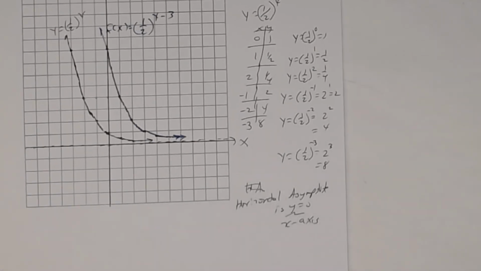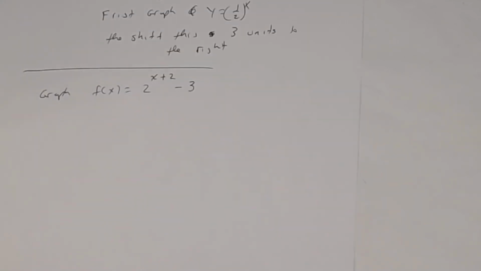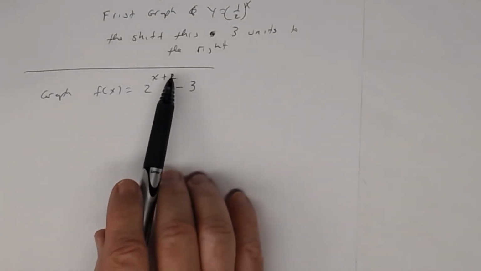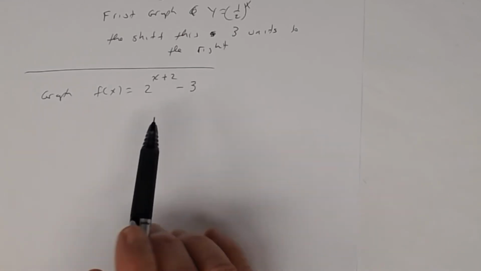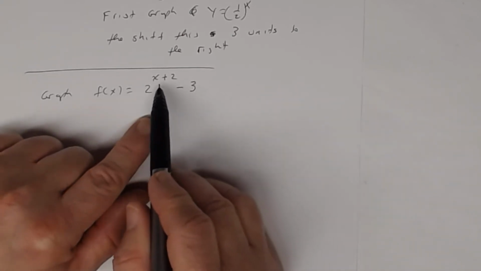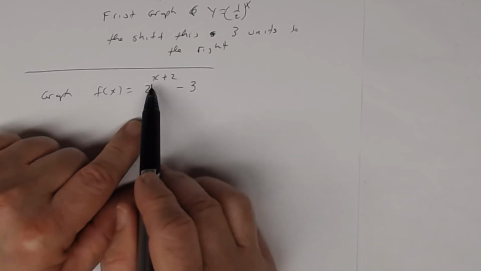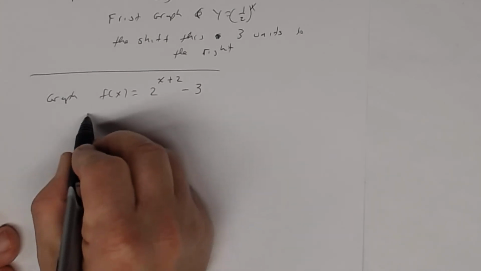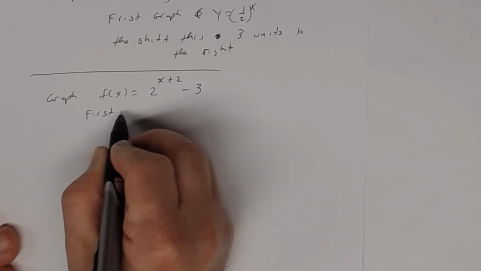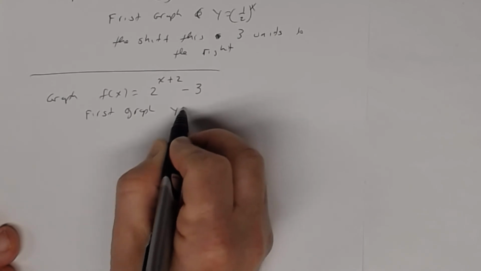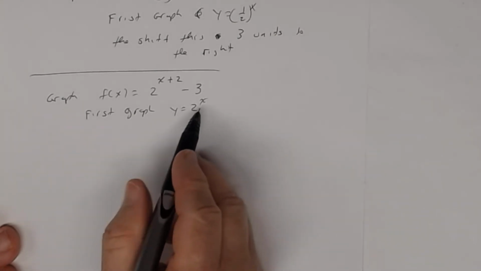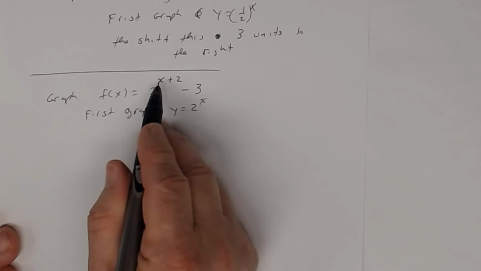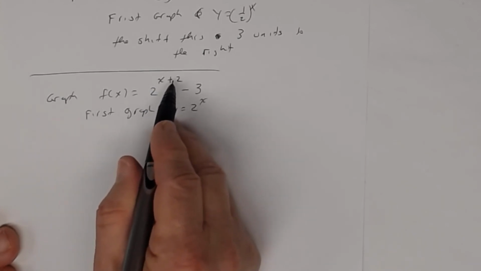Now let's look at this. I just want to combine a couple of things to remind you what to do. Notice there's a couple of combinations here: a vertical translation and a horizontal translation. I want you to do this using translations. First we're going to graph the parent function, y equals 2 to the x. Once we do that, we do the horizontal next. The horizontal translation is 2 units to the left.